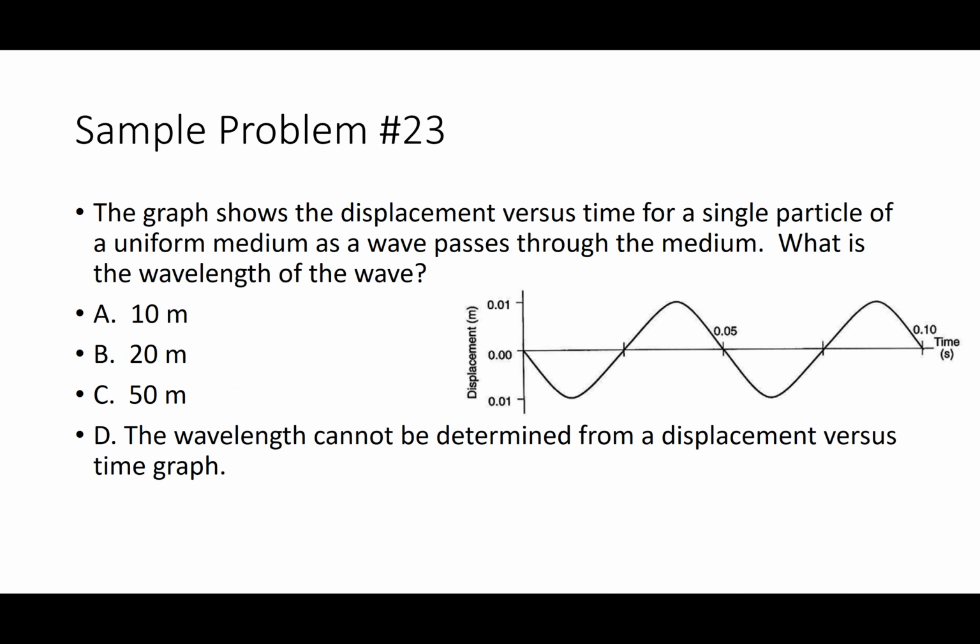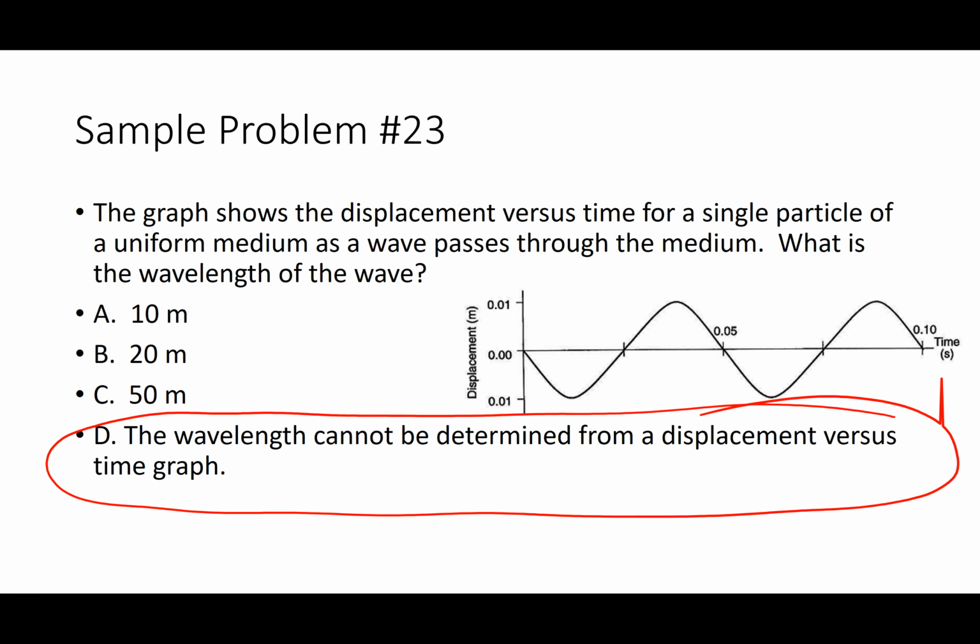All right, so practice problem 23, same graph we looked at earlier. Remember, this is a graph for a single point, single particle in a medium as the wave passes through the medium. And we're trying to find the wavelength of the wave. Now note, this is a displacement versus time graph. If we're going to find the wavelength, we need a displacement versus distance graph, a distance the wave traveled. We don't have that here. That's telling me that this graph will not allow us to determine the wavelength. So our answer on this particular question is D. If we want to find the wavelength from a graph, we need to have a displacement versus distance graph.